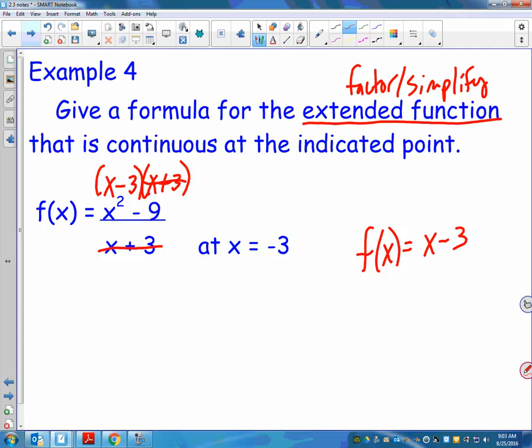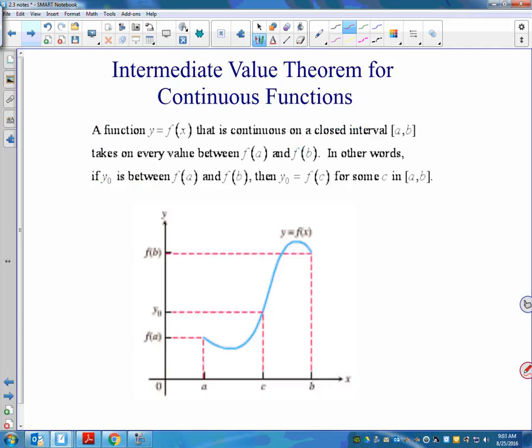All right, we got our first theorem of the year. Intermediate value theorem, IVT, it's okay to abbreviate it.